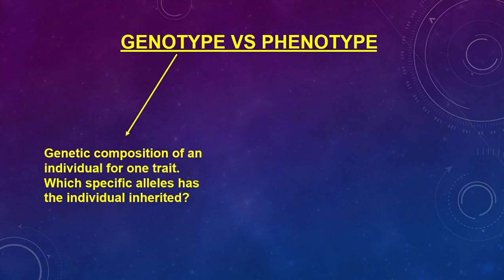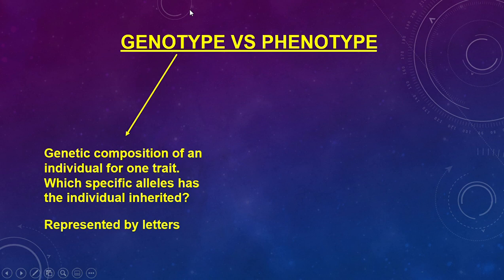So therefore, your genotype refers to the genetic composition of an individual for one trait. So let's take eye color for an example, and the question I will ask myself is, which specific alleles have I inherited regarding eye color? It might be that I have brown and black. Those are the two genes. I might have brown and blue. I might have blue and blue. They could be the same. But what are the specific alleles? That is the genotype that we refer to.